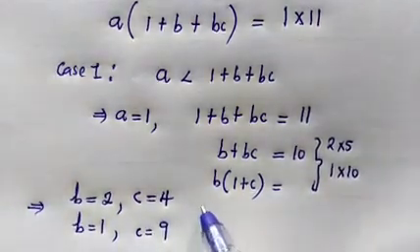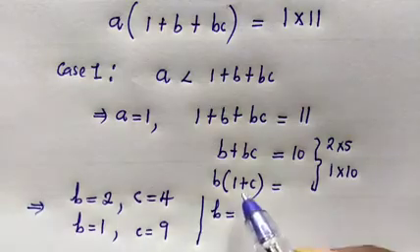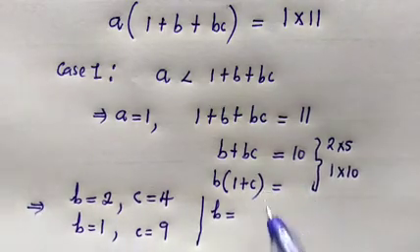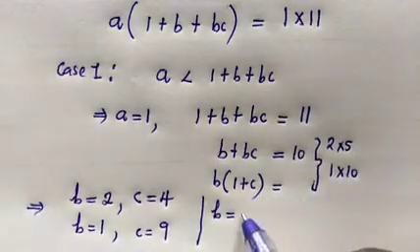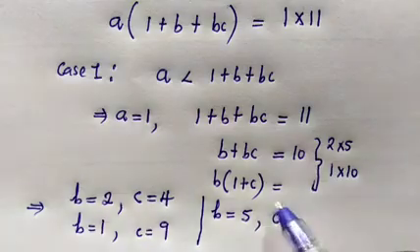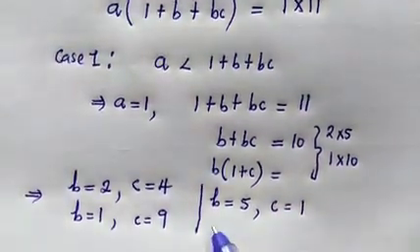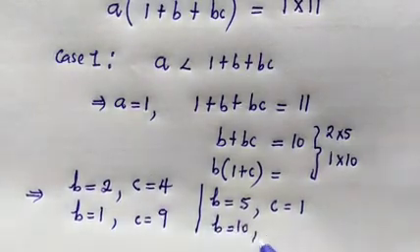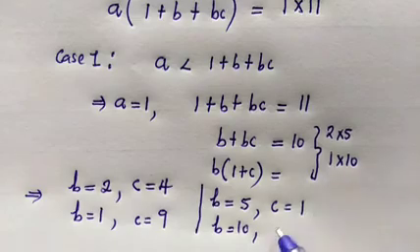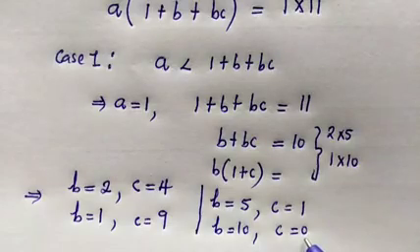But we're not done yet. Again, we're going to consider when b is greater than 1 plus c. Then b will be equal to 5. If b is equal to 5, then 1 plus c equals 2 will give us c is equal to 1. And again, if b is equal to 10, 1 plus c is equal to 1, which will give us c is equal to 0. So these are the possibilities here.